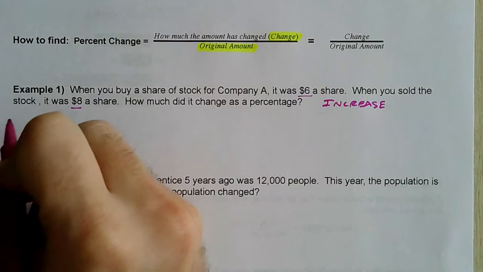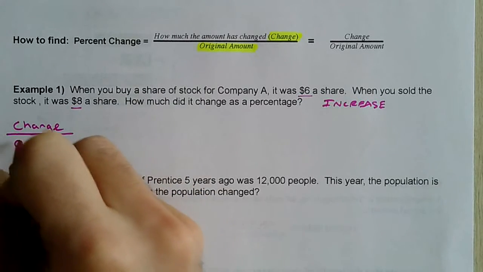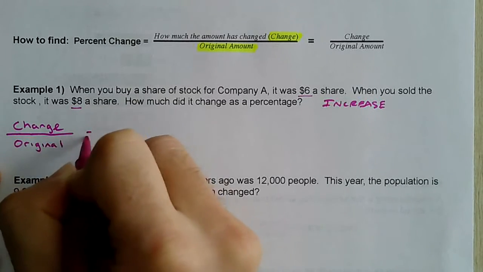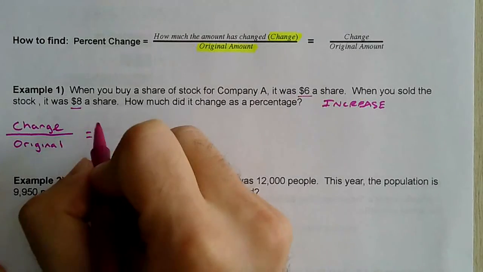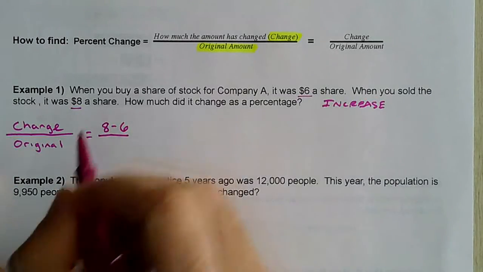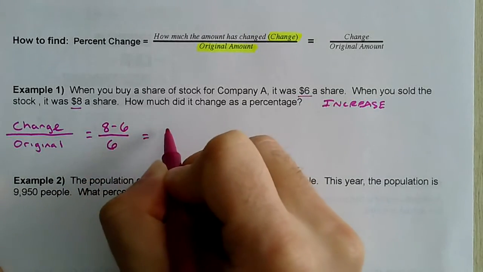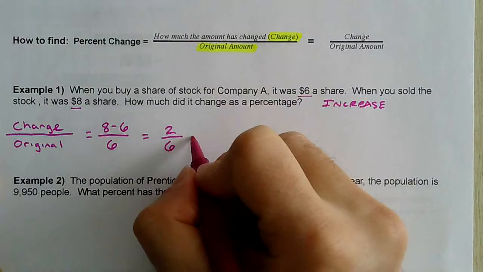To find this percent change, we are going to find the change and divide that by the original. To find the change, we're always going to subtract the smaller value from the larger value. We're not concerned with which is new and which is old in this case. We just want to find the amount that it's gone up by or down by as a positive value. So I would do 8 minus 6, and divide that by my original stock price, which in this problem was 6. This gives me 2 divided by 6.